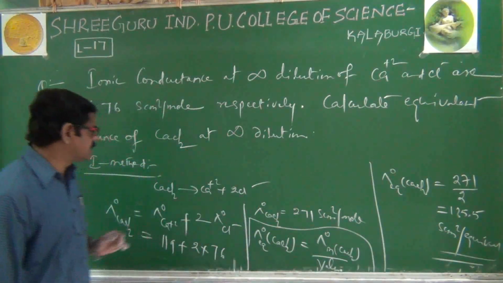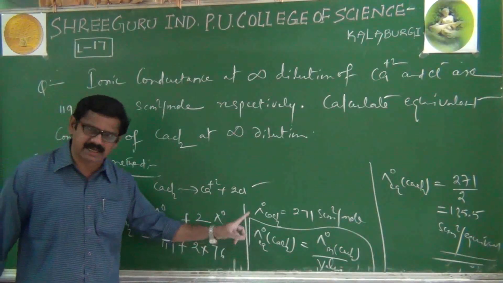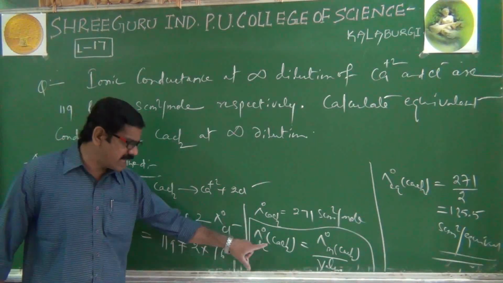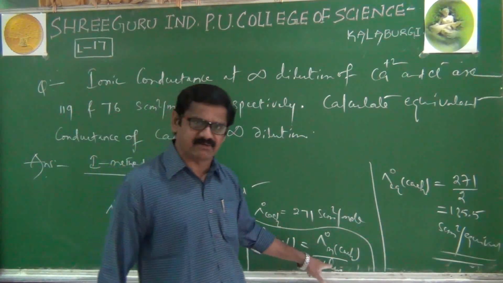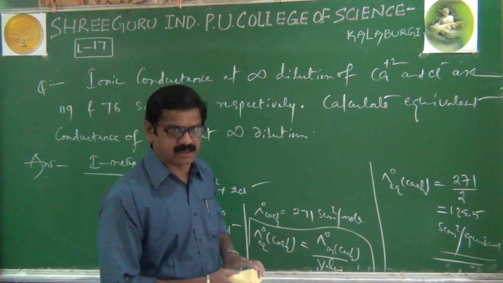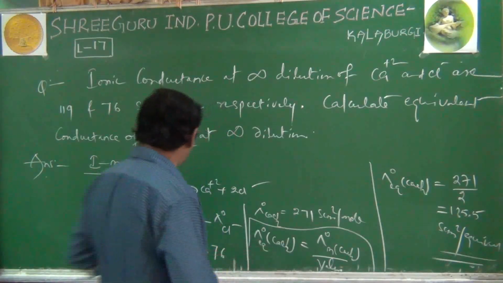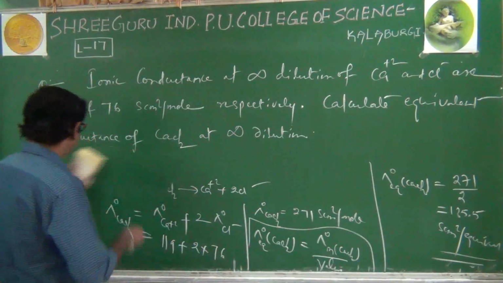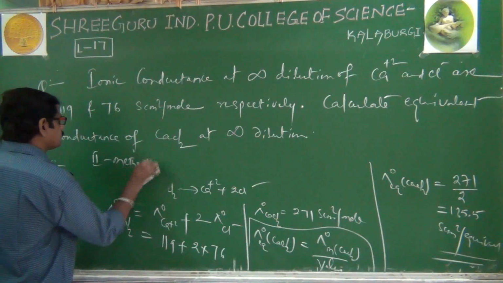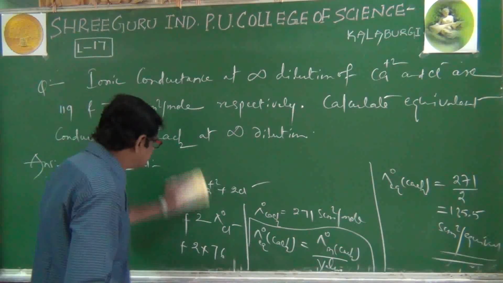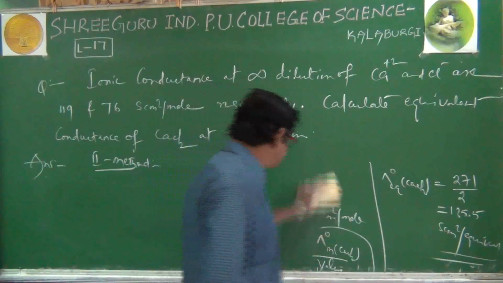First, what have we calculated? We calculated the molar conductance, and then converted that molar conductance into equivalent conductance just by dividing by the valency. That is method 1. Method 2 we will also do now. Second method: directly, I will solve like this.